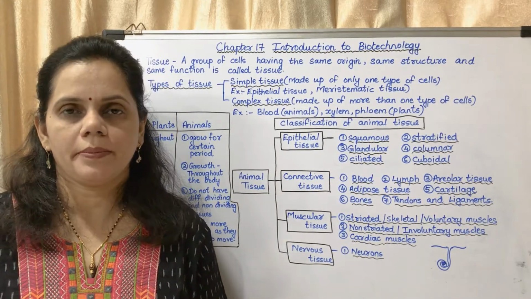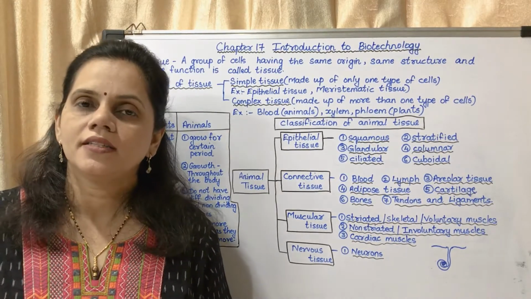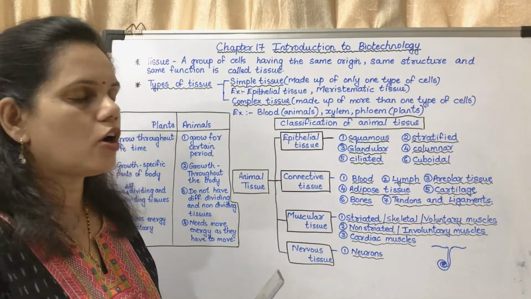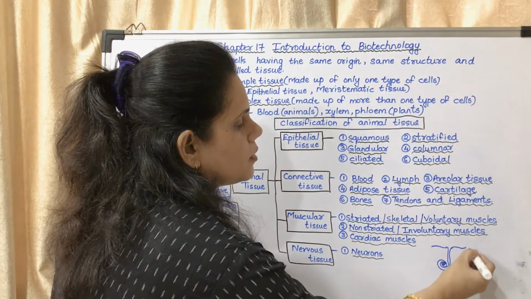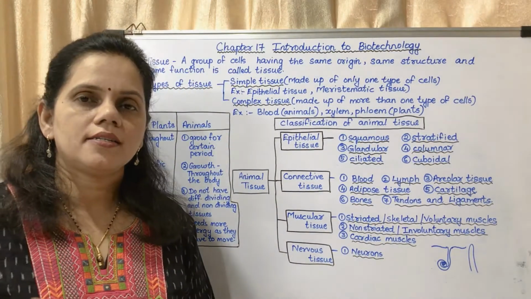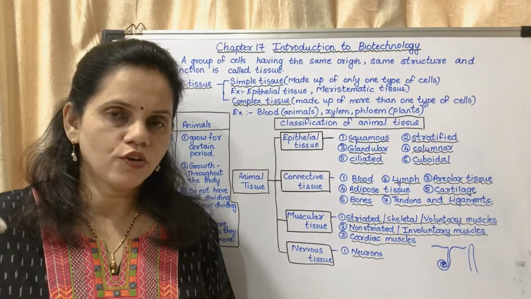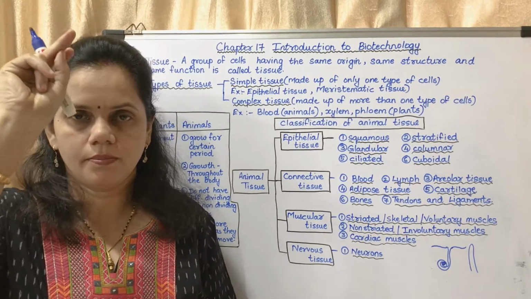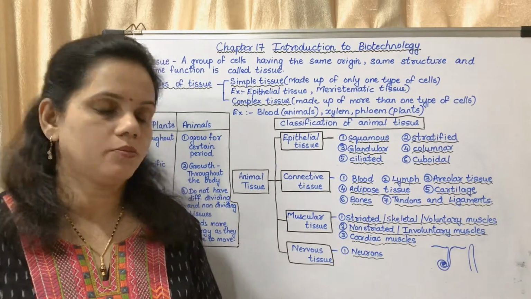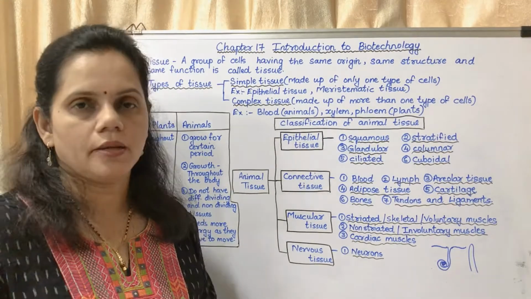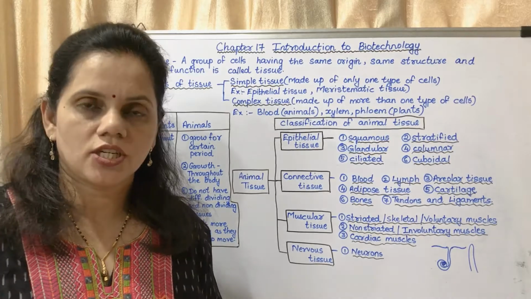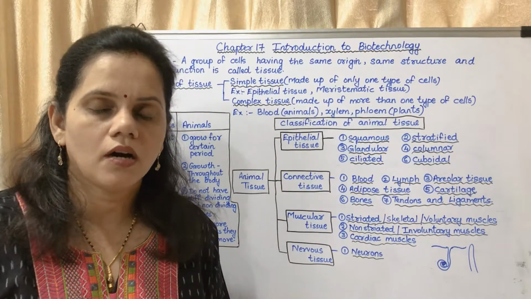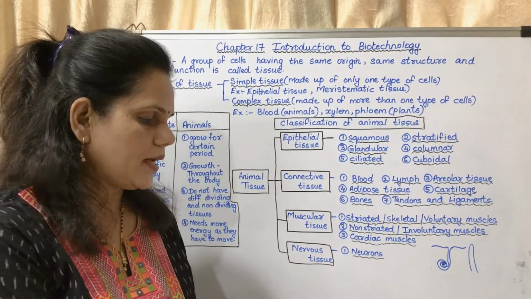Next is columnar epithelium. In the name itself, the structure is there. Columnar means in the form of columns. In civil language, for pillars, they call them columns. So this is a column. It is a bigger structure, longer structure, higher structure. So it is said to be column or columnar epithelium.